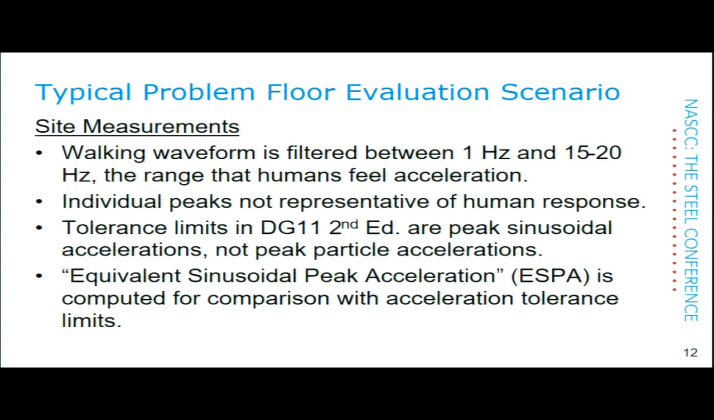Many measurement companies that are into other types of measurement work will report the maximum peak particle acceleration, which way overestimates, in some cases, what a human would feel. We use what we call an equivalent sinusoidal peak acceleration. And rather than repeat that over and over again in the presentation, we're going to call it ESPA. It's computed so that we can compare accurately what we're measuring with what's in the design guides.